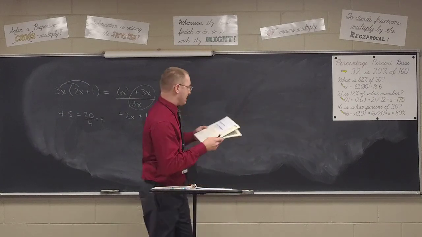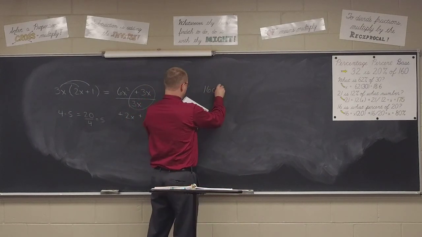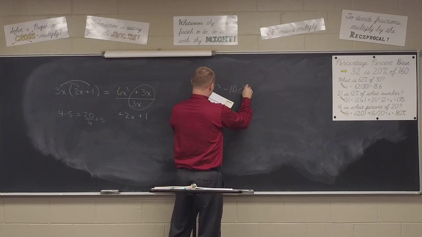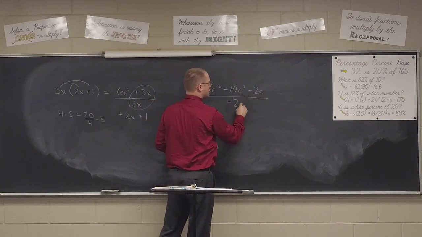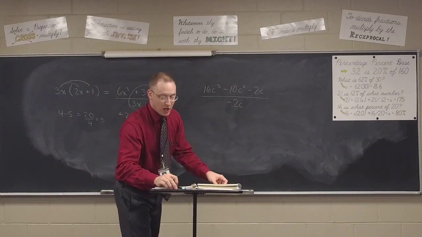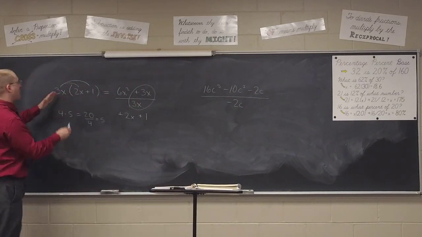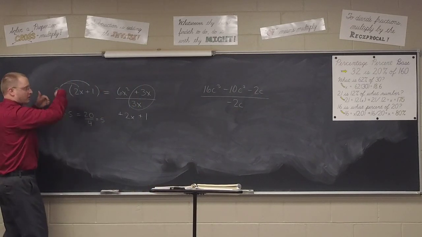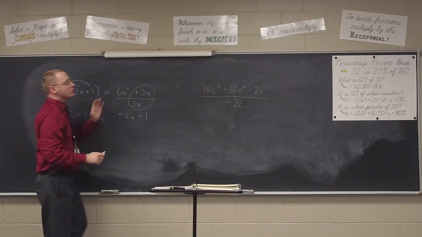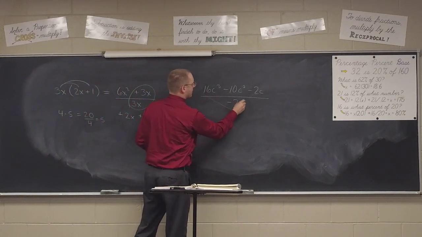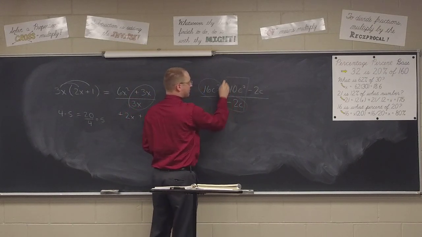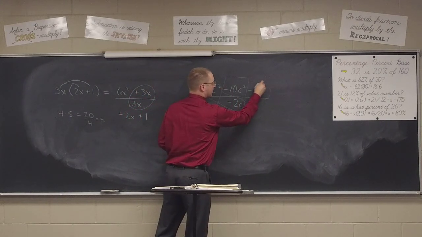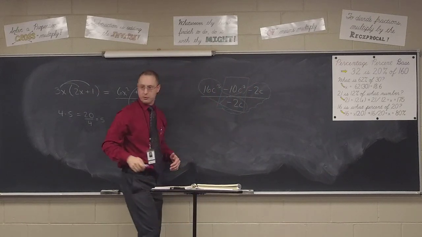They give you a 16c cubed, I'm going to go ahead and put it on the board, negative 10c squared, negative 2c, and we're dividing all of it by a negative 2c. Well, just as with a distribution problem, we multiplied sign, number, letter over and over again, so here we're going to divide sign, number, letter once, sign, number, letter twice, sign, number, letter 3 times.